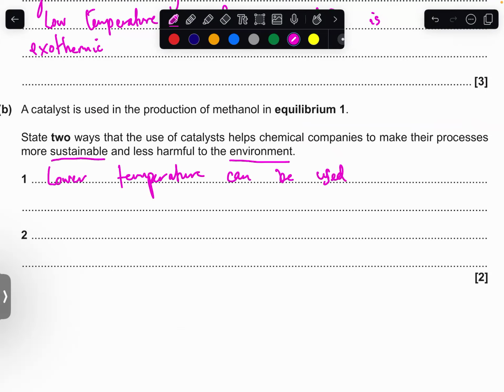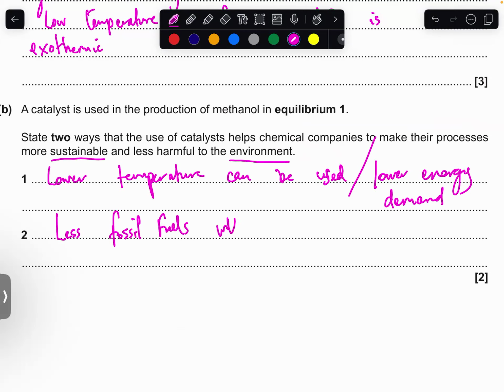Or we could say low temperature. And if a lower temperature is needed, therefore less fossil fuels will be burnt, which makes it less harmful to the environment.